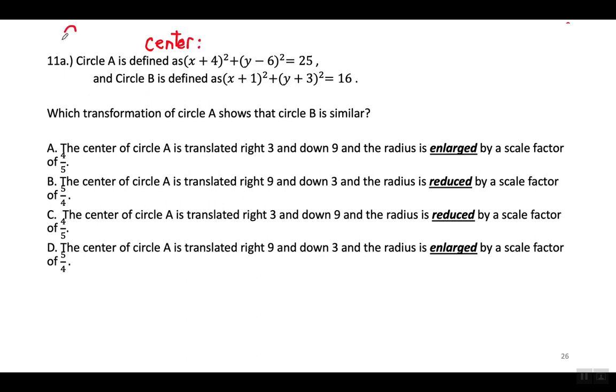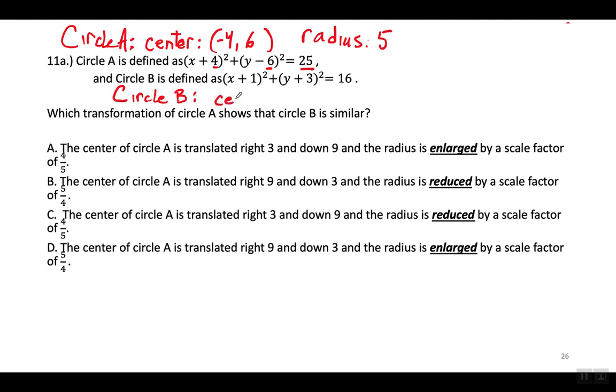All right, so for circle A, let me write circle A. The center, you get these numbers, and it's going to be with the opposite signs that are here. So the center is going to be -4, +6. And the radius is always going to be the square root of the number that's here. So the radius is 5. All right, so that's circle A. Sorry, it came out a little messy there. Circle B. All right, the center is going to be -1, -3, and the radius is 4.